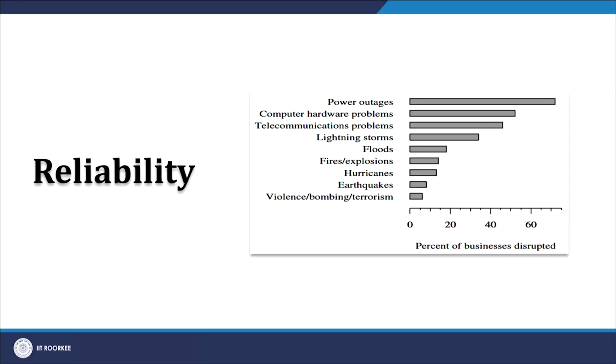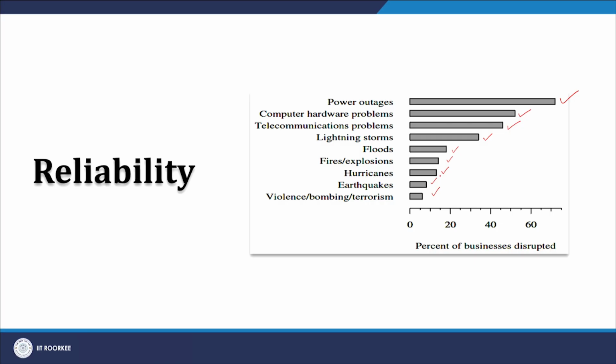There are many factors which may affect reliability, but if you look at this diagram, power outage plays the maximum hampering role, as high as 90% plus. Computer hardware problems are close to 50 to 55%. Telecommunication problems are close to 50%. Lightning storms may cause business disruption of approximately 40%. Floods around 20%. Fire around 15%. Hurricanes 15%. Earthquake 10%. As well as violence, bombing, and terrorism up to 5%.